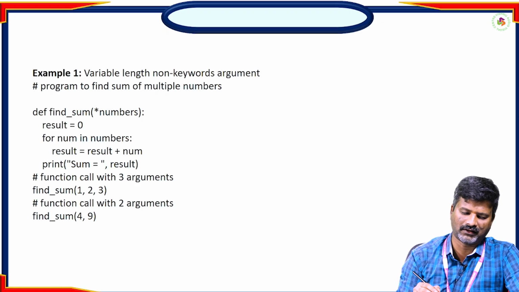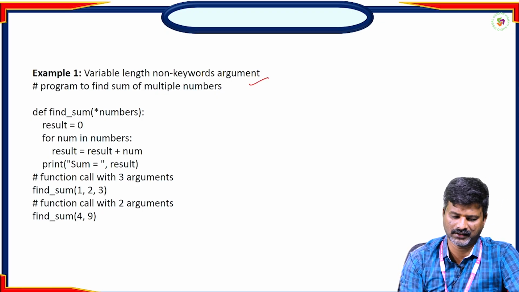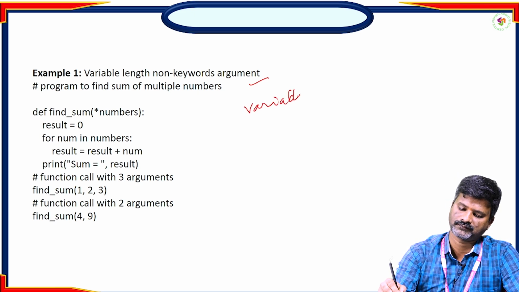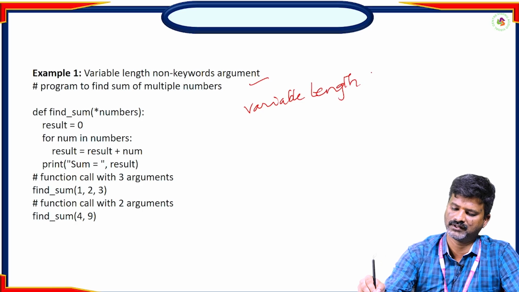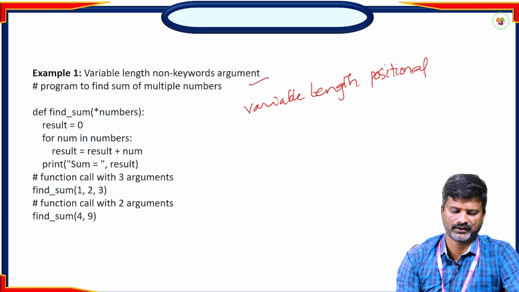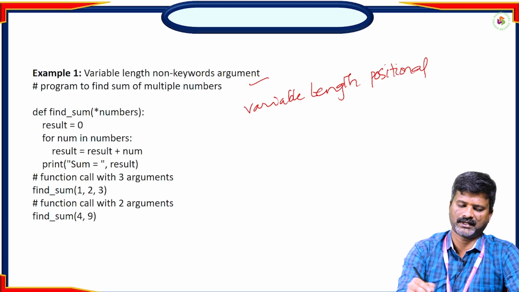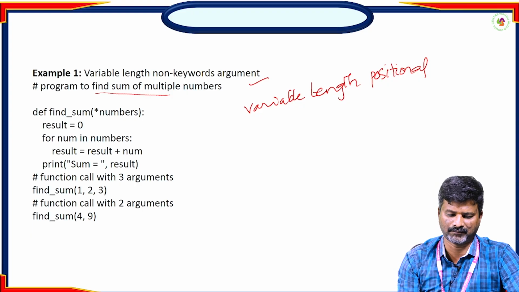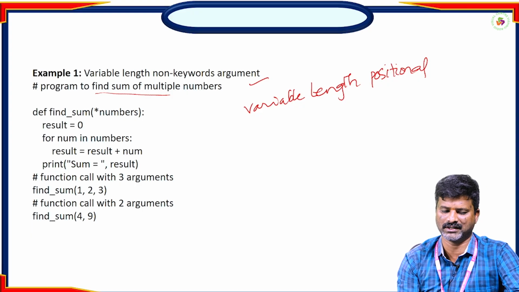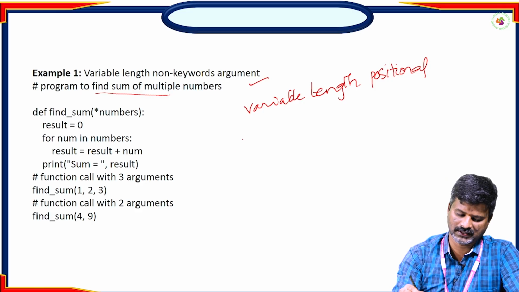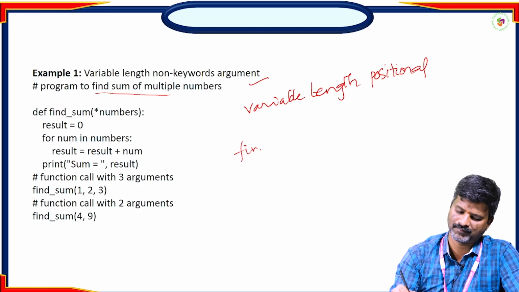So variable length non-keyword arguments, nothing but not a keyword. Simply we can say variable length positional arguments. Suppose for example this is my use case: to find the sum of multiple numbers. I'm not specifying 2 numbers or 3 numbers. Suppose find sum is my function.